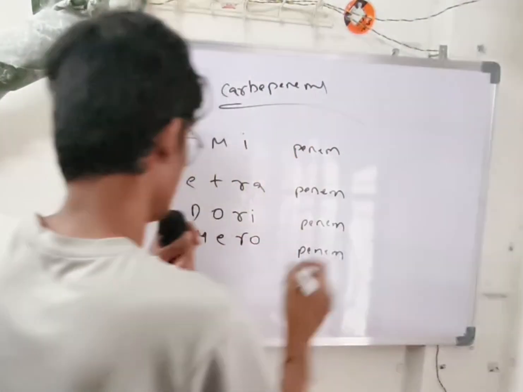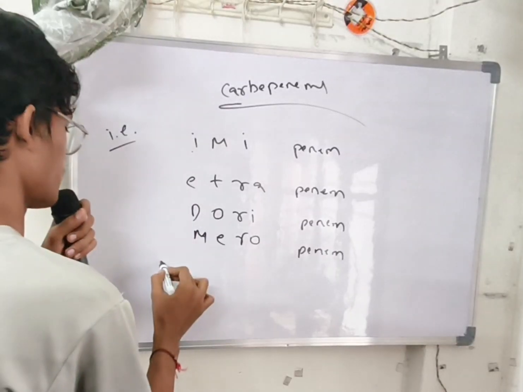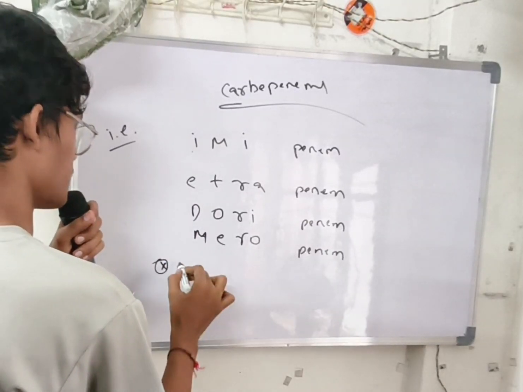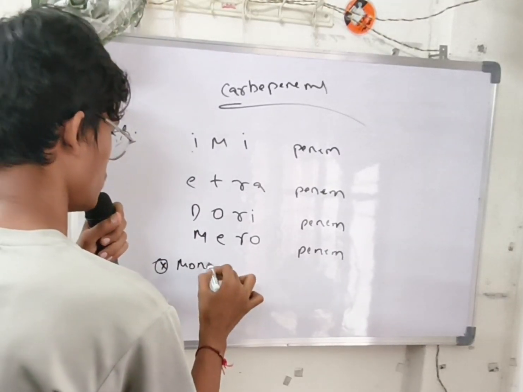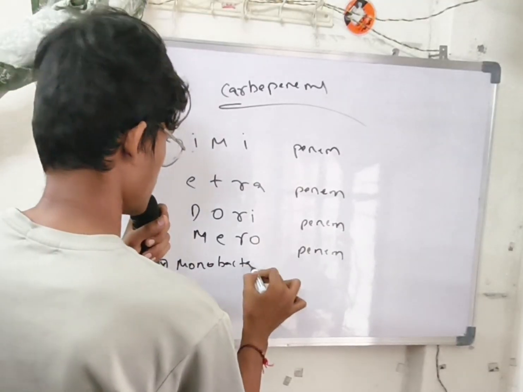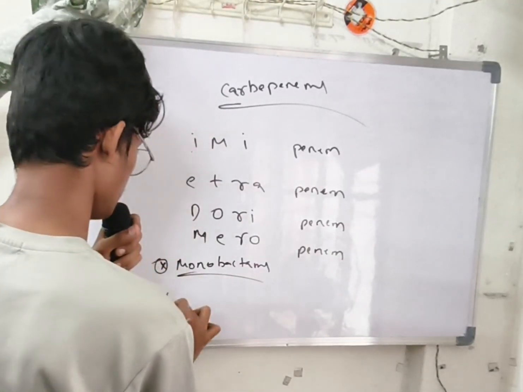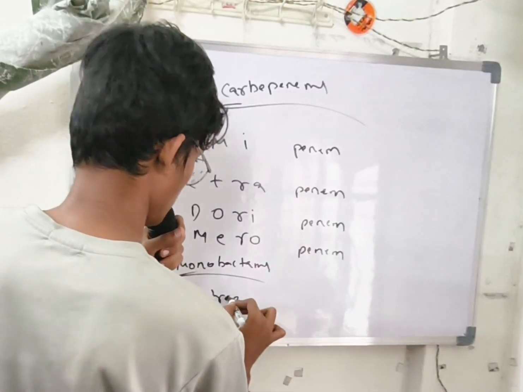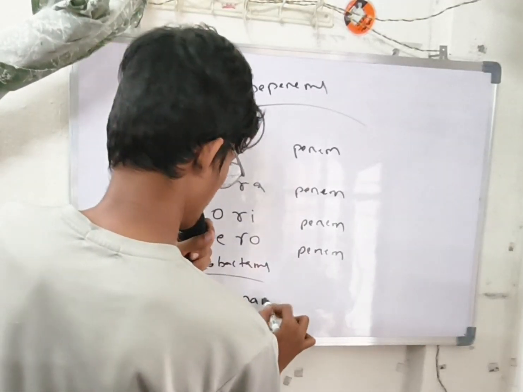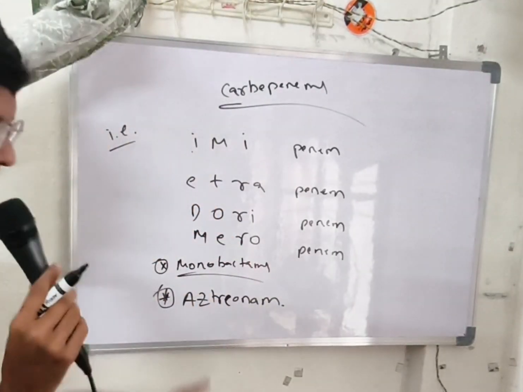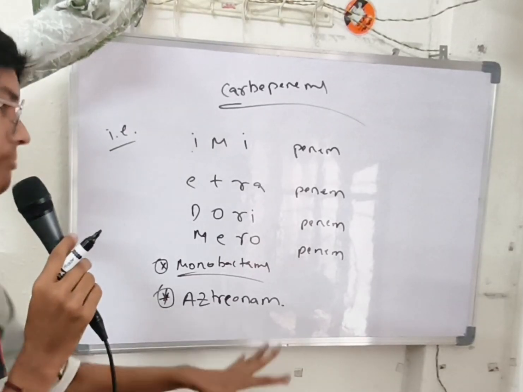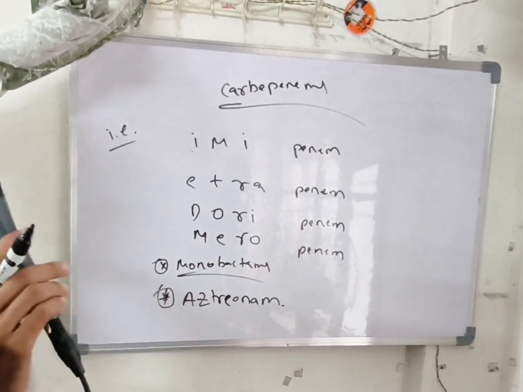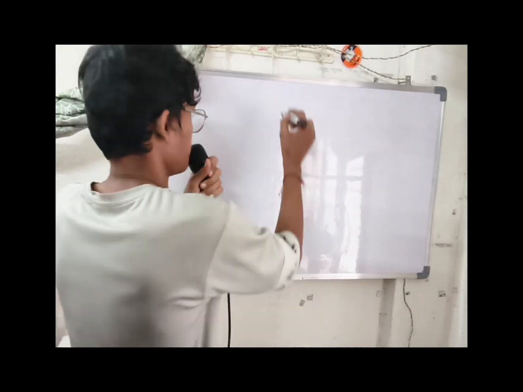Okay, and along with the carbapenems we have monobactams. We have aztreonam, only a single drug we have, aztreonam. And this is the code for it. And now we'll be discussing the mechanism of action of benzyl penicillin or penicillin G.